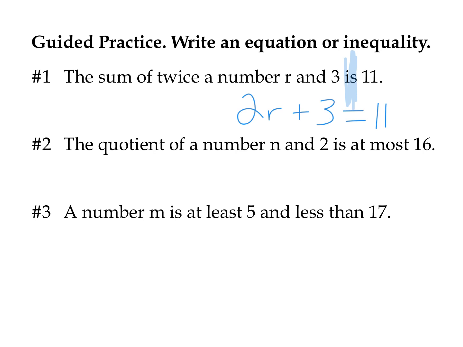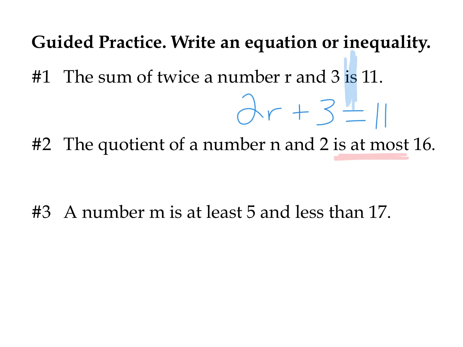If we look at the next one, and again, you can try these, and then as you see me do them, see if you're on the right track with that. So the quotient of a number n and 2 is at most. So right here, is at most. This is where we have to go back and think, okay, does that mean it's not an equal sign? Do I have a less than, a greater than?